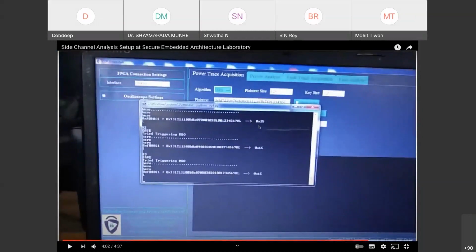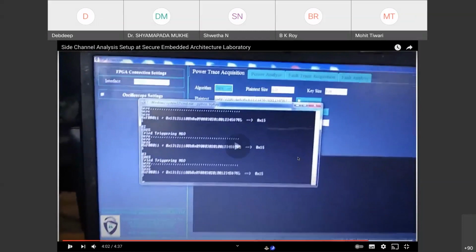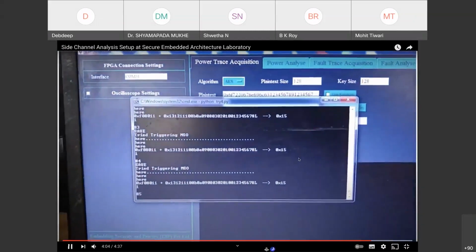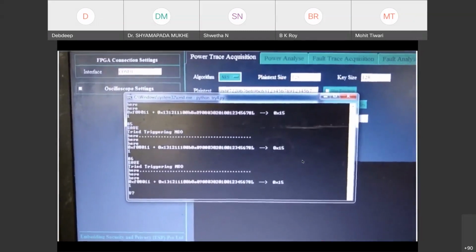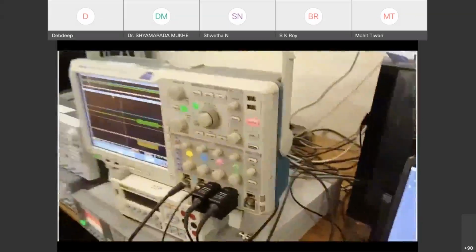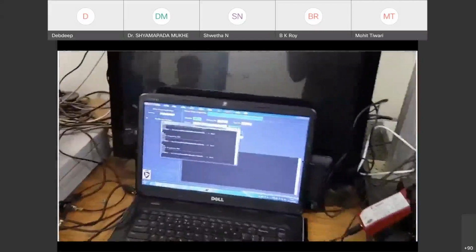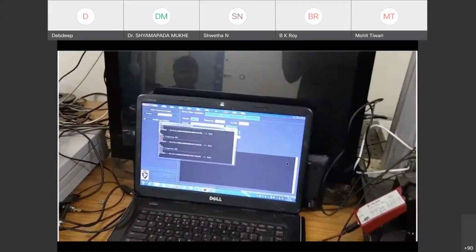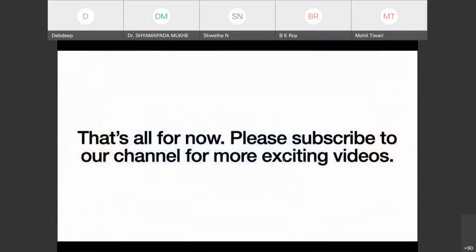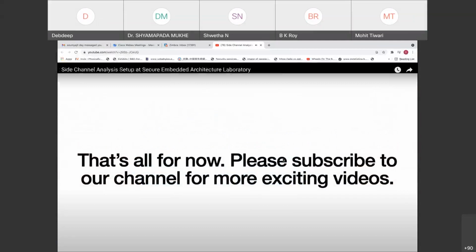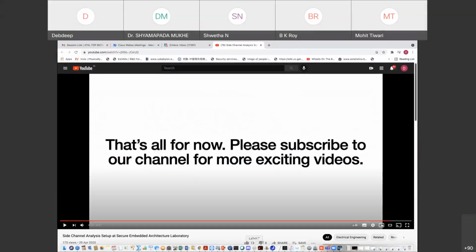In the setup, you can see here that when the fault is injected, this value changes. So this is an illustration of, and this is just an overview of some of the side channel experiments.